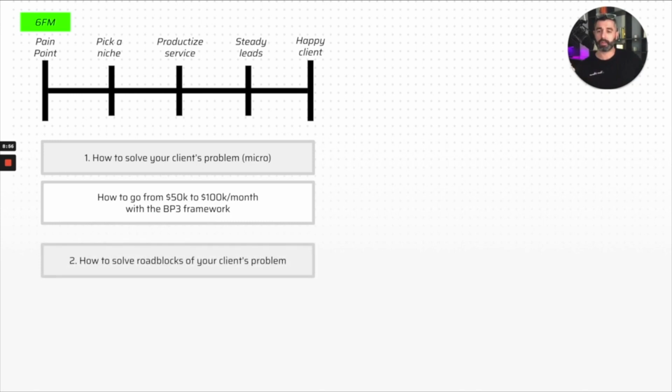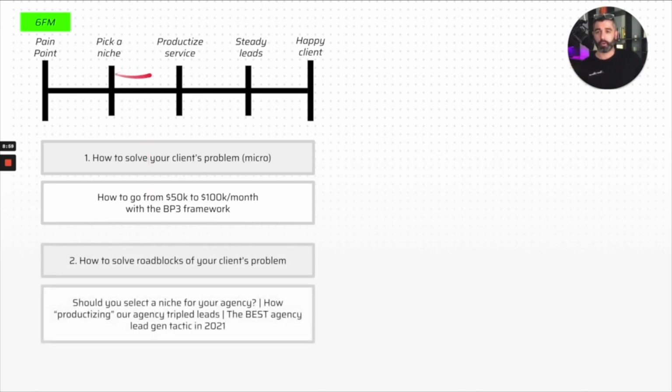So the next one up is how to solve the roadblocks for your client. Again, just going directly after these pillars. Should you select a niche for your agency? This is something that's always talked about, always searched about. This would map directly to this pillar here. How productizing can triple leads. Again, a very enticing piece of content. People don't necessarily know what productizing means, but it maps directly to one of these pillars.